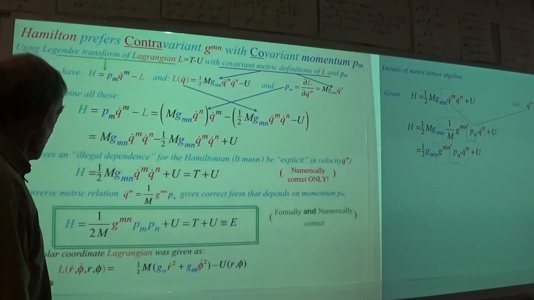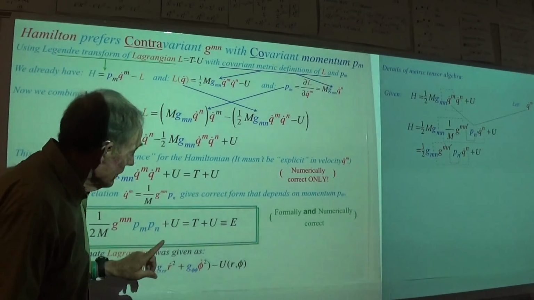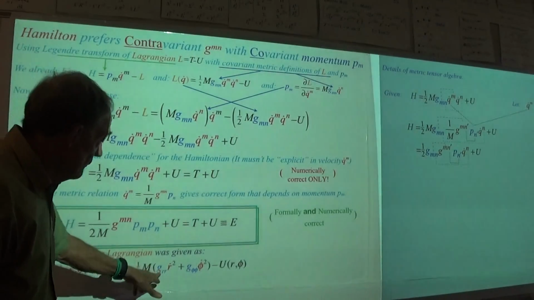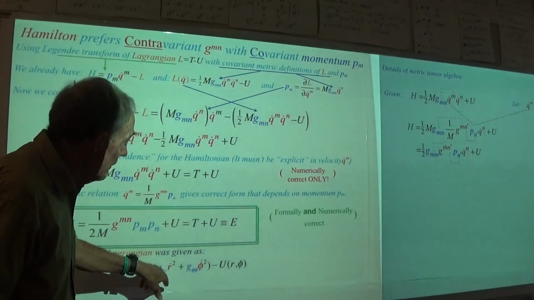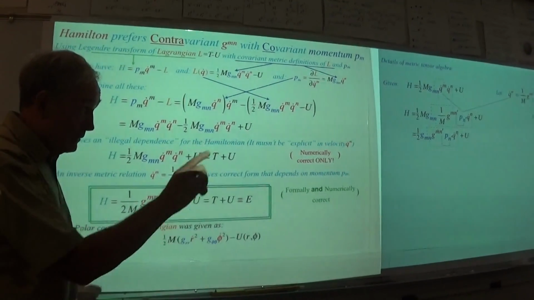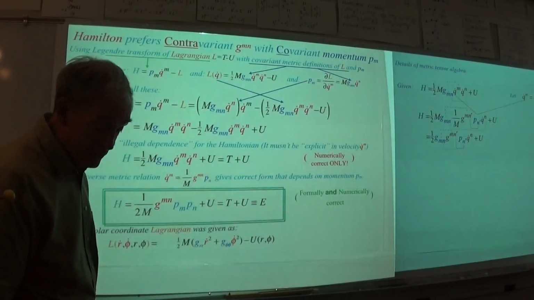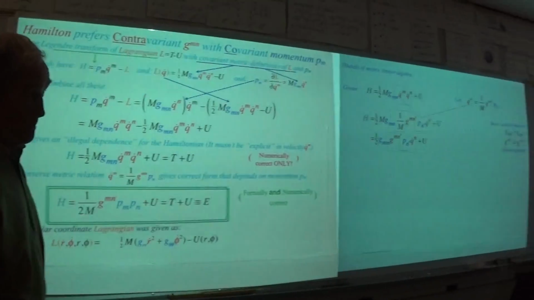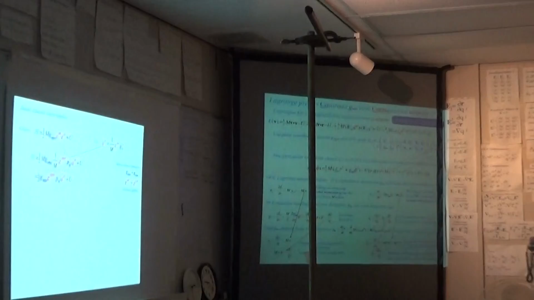And for the polar coordinates in the Lagrangian, we have to know what G_rr and G_phi are. Remember, they are not so simple. They're written on that far screen down there. The coefficients for G_mn are up at the top there.